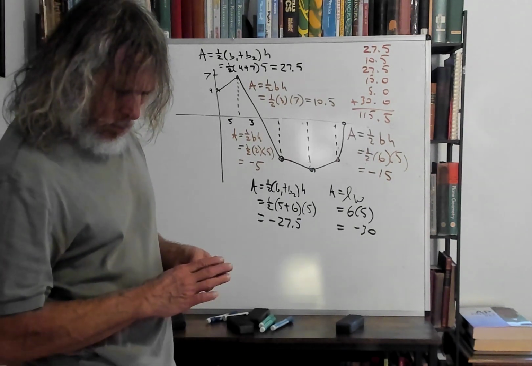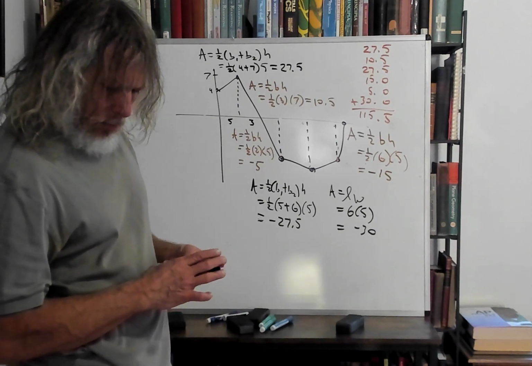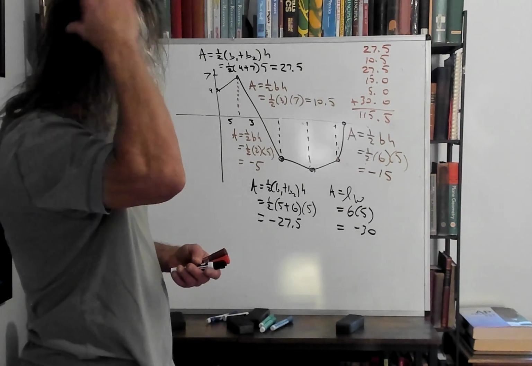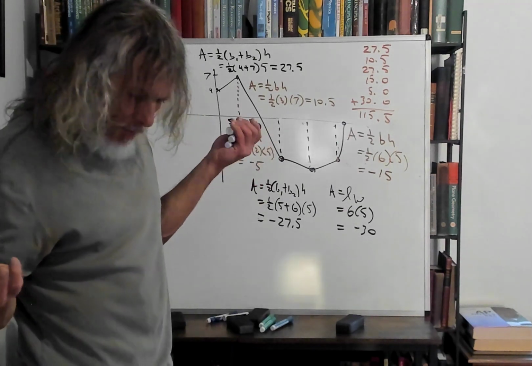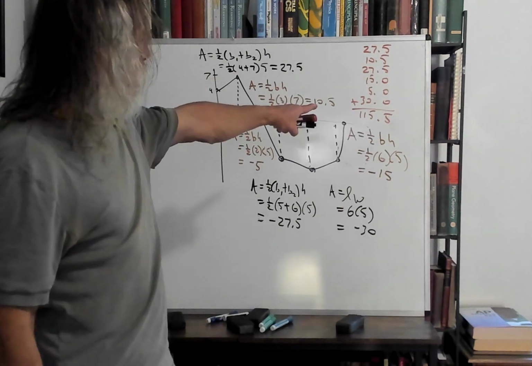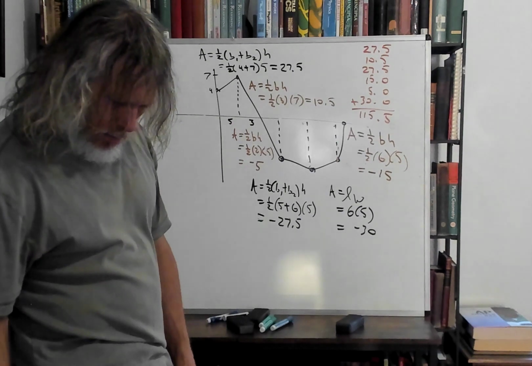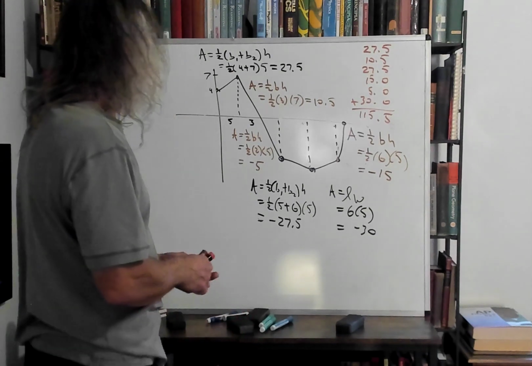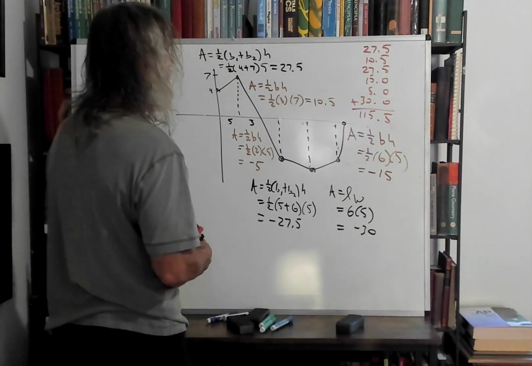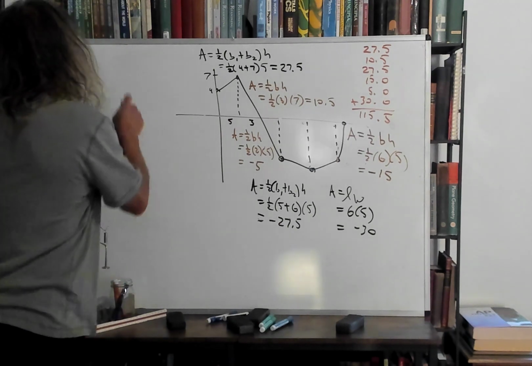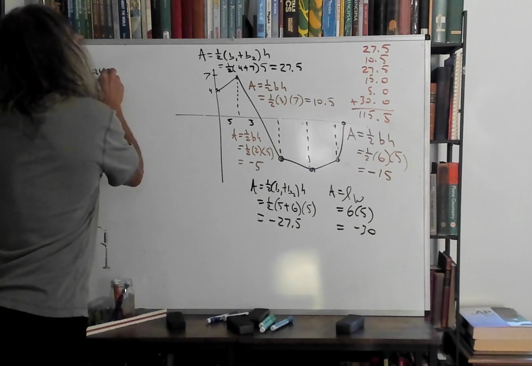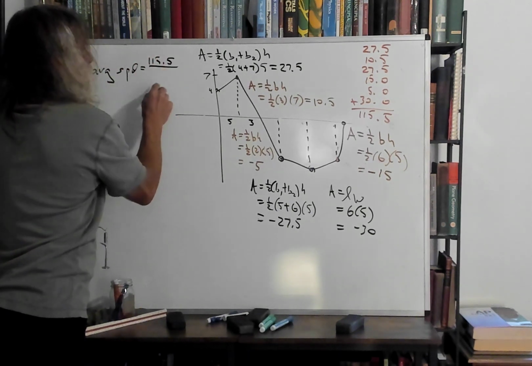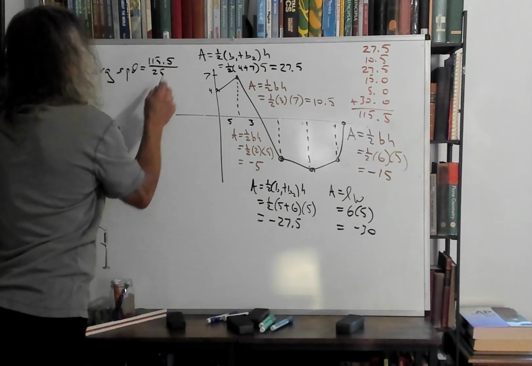Average velocity. Average speed. I should remember that, I'll have to calculate it again. I'll do average speed first. So we covered 115.5 meters in 25 seconds. So average speed, part C, is 115.5 meters over 25 seconds.